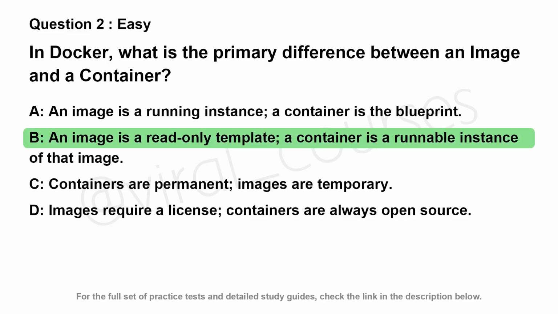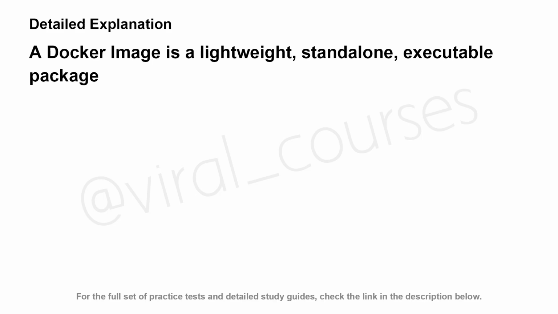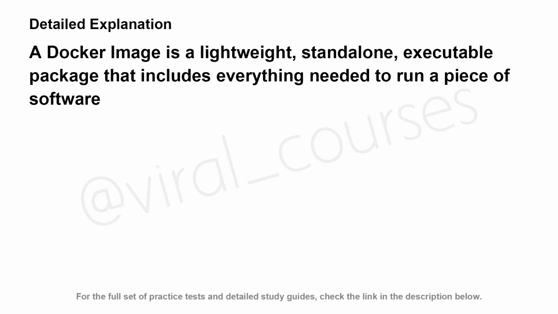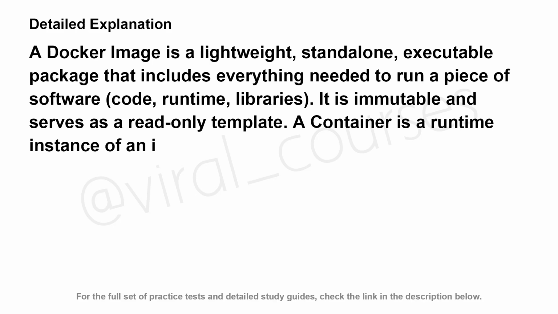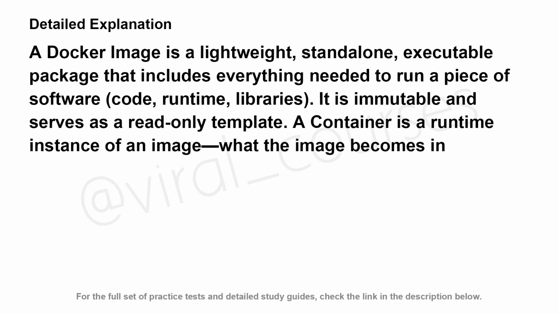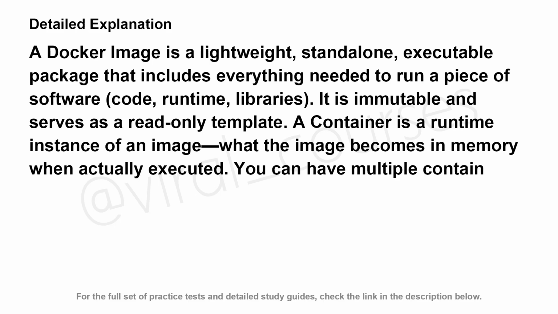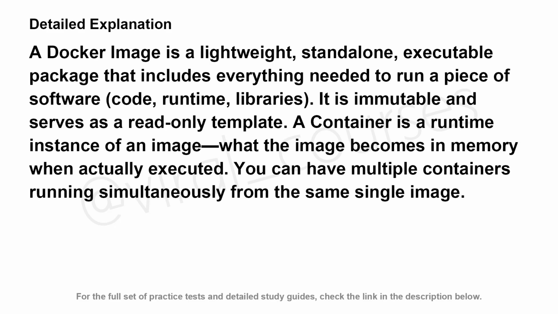The correct answer is B. A Docker image is a lightweight, standalone, executable package that includes everything needed to run a piece of software: code, runtime, libraries. It is immutable and serves as a read-only template. A container is a runtime instance of an image, what the image becomes in memory when actually executed. You can have multiple containers running simultaneously from the same single image.